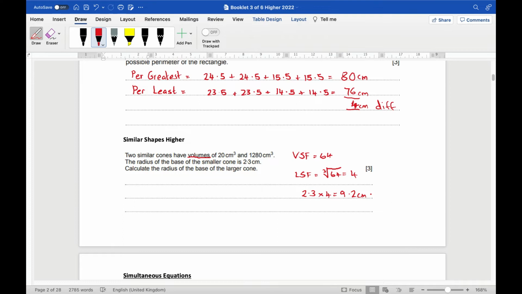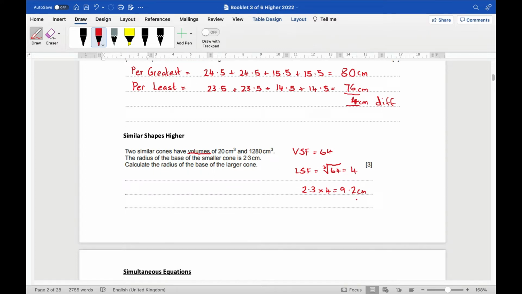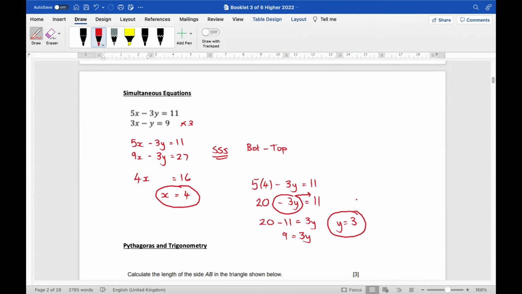Similar shapes, again, sorry if this is a waste of time, you've already revised it all. It's given me 2 volumes of 2 different shapes. I've divided them to get my volume scale factor, cube rooted it to get my length scale factor, and then the radius, which is a length on the smaller cone, is 2.3. So on the bigger cone, I would times that by my length scale factor to get 9.2 centimetres.